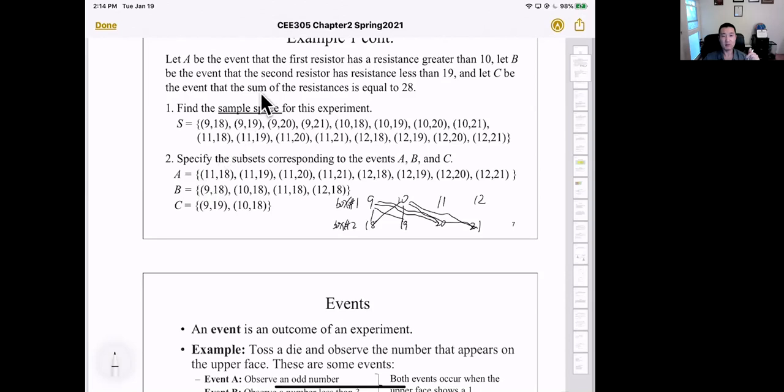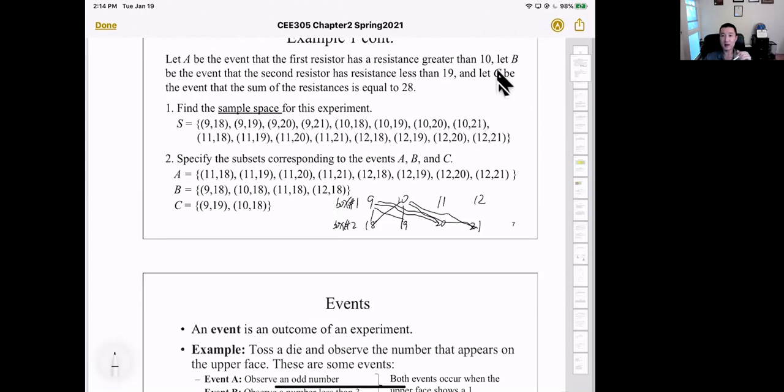Event B is defined as the second resistor has resistance less than 19. So less than 19, only 18 is possible. So we could have 9, 18, or 10, 18, or 11, 18, or 12, 18. So event B has 4 possible outcomes.